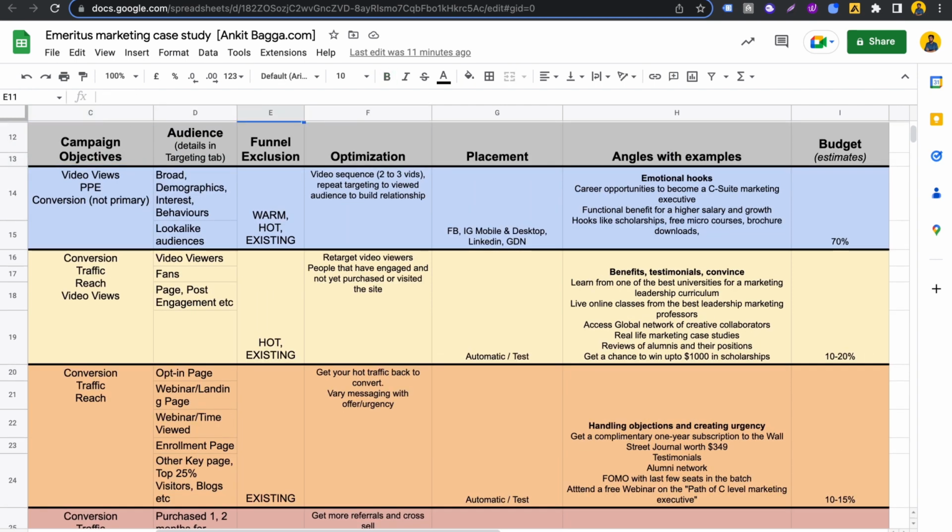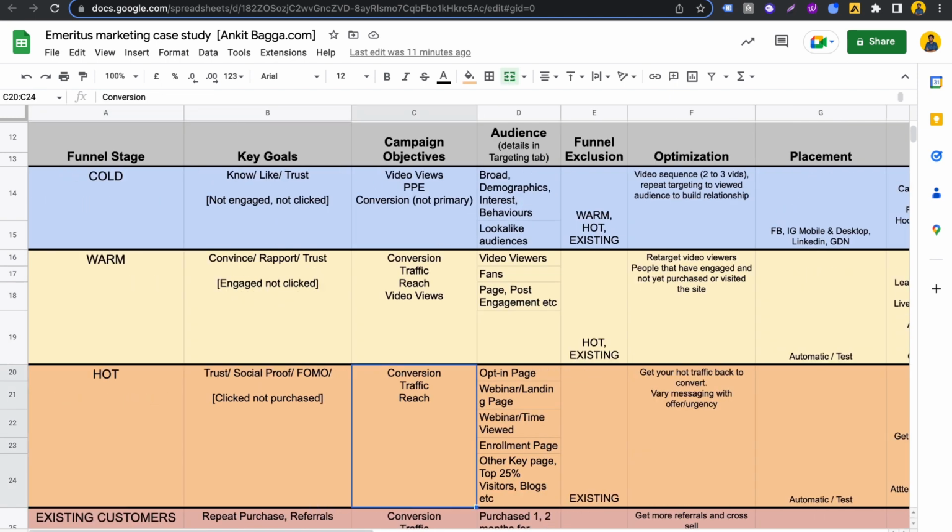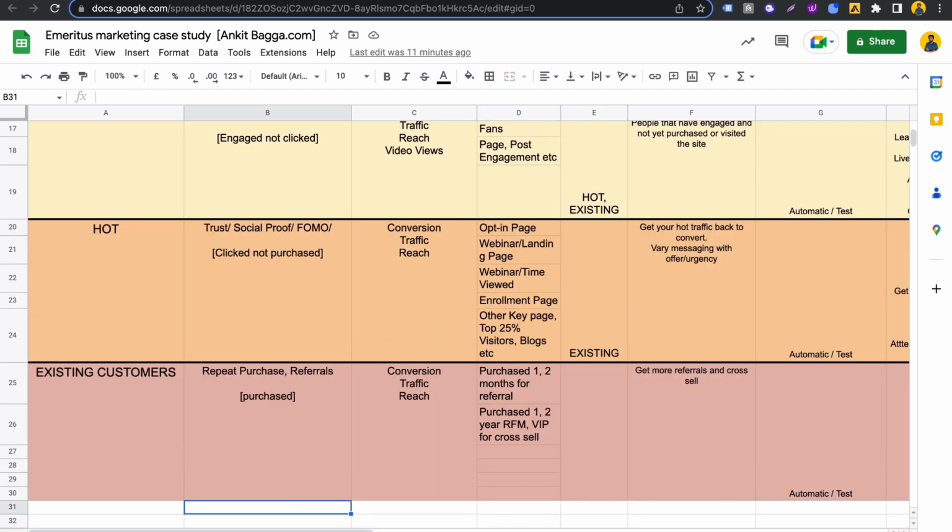So if you look at the exclusions now, funnel exclusion. Whenever we're targeting cold audience, we don't want the warm, hot, and existing to be a part of the audience because we are separately targeting that. In terms of warm, we don't want the hot and the existing, and so on and so forth. If you're targeting hot, you would not want existing audience to be a part of that. And existing customers are the customers that have already purchased this course from you.